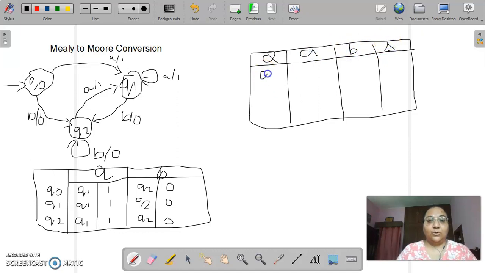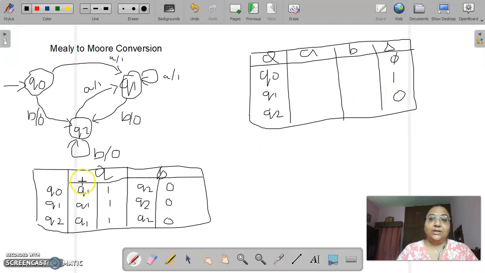So for Q0, if we look here in the output states, we find that Q0 never appears on the output side. So the output is going to be empty. Then we look at Q1, always the output is 1. So we'll write output as 1. And for Q2, always the output is 0. So we'll write the output as 0.